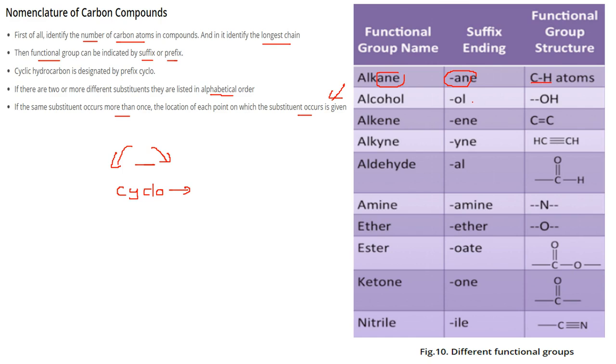If we have OH, we give ol. So this is alcohol. Ene, double bonded. Ene, alkene, alkyne, yne for C triple bonded. Aldehyde, al, C double bonded with O and single bonded with H. Amine with N. Ether with O. Then ester, oate, like this, C double bonded and C single bonded. Ketone, one, C double bonded with O with others. Nitrile with nitrile, C triple bonded with N. These are different functional groups.